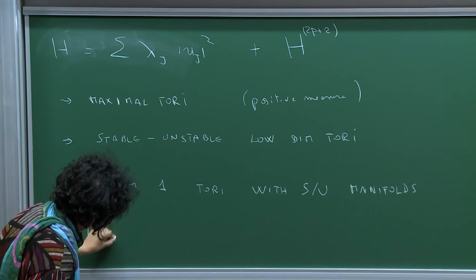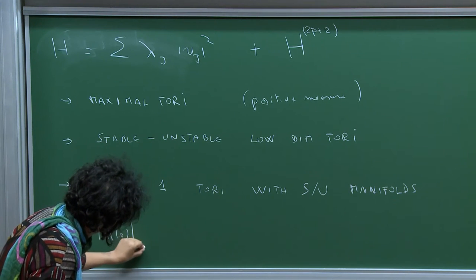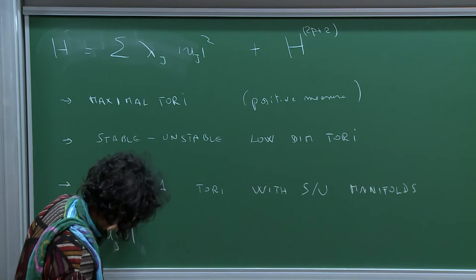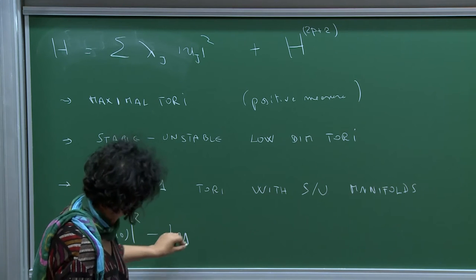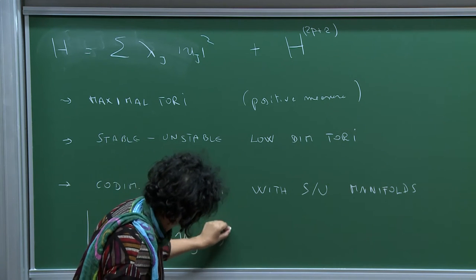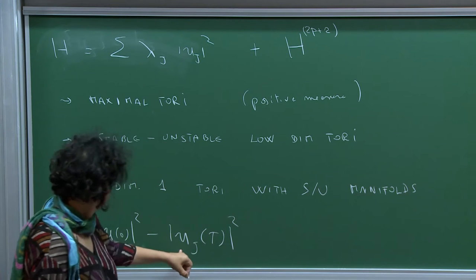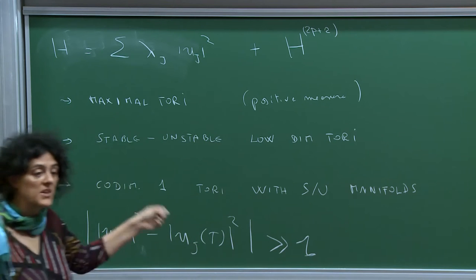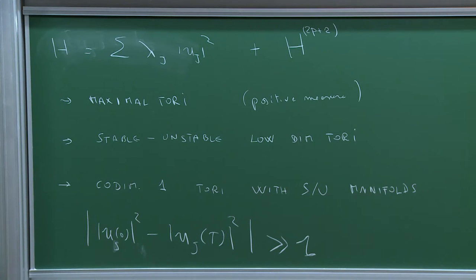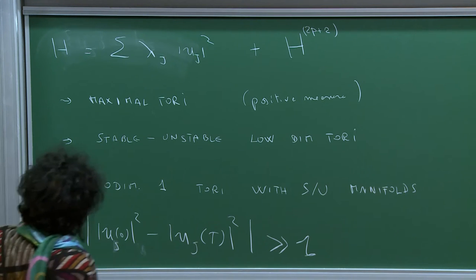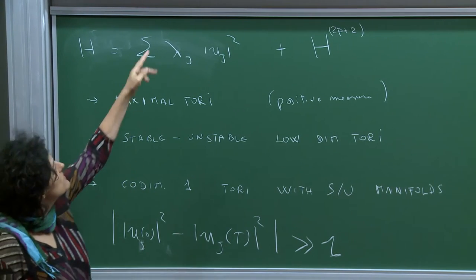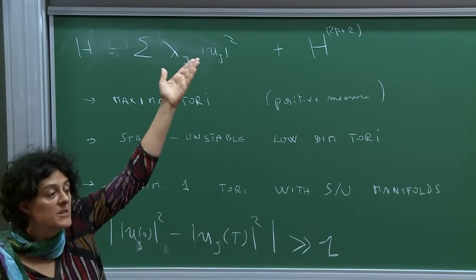So what you will see is that you will start with an initial datum with some Fourier mode and some action, and then you will get, after a long time, the same Fourier mode with a very different action. So the difference of the actions is order one. So if you have this picture in mind, the first problem, and this is a very serious one, is that here we have no freedom in the parameters.